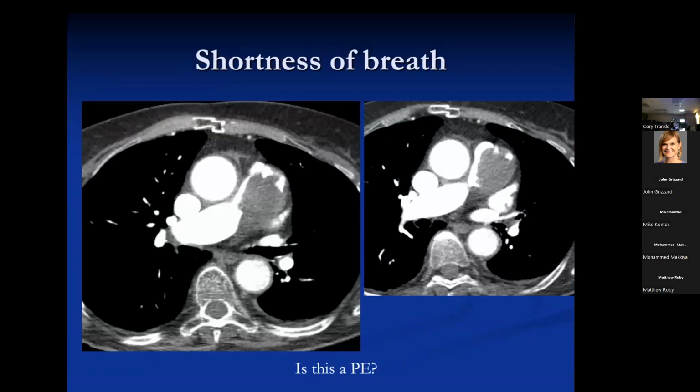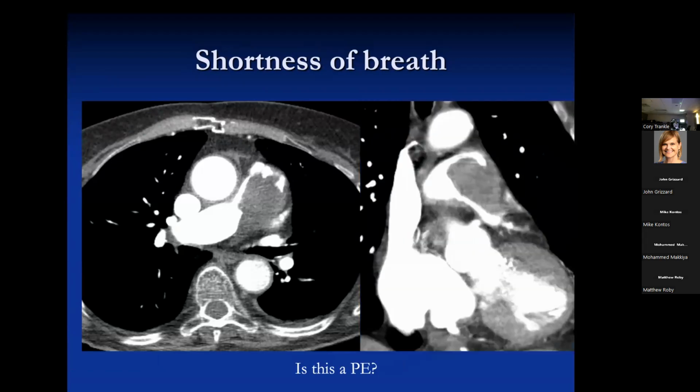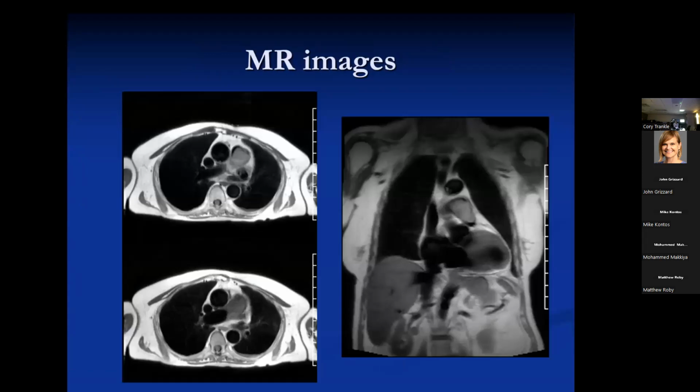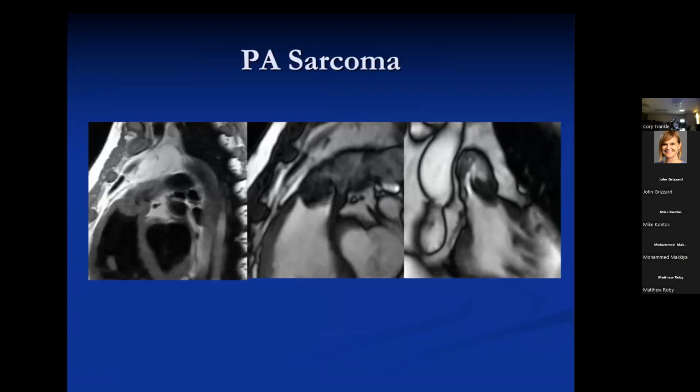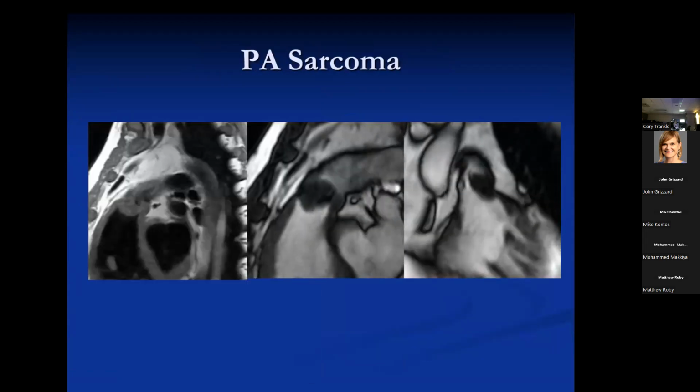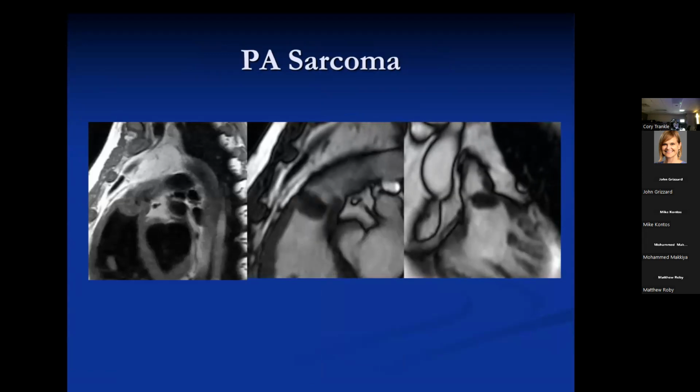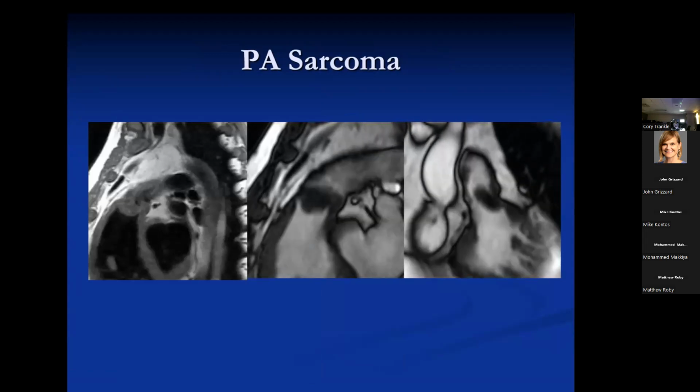Shortness of breath. I just throw this in. This is a little bit different, and I should maybe include this, but anyway, is this a PE? People saw this at first and thought it was a pulmonary embolism, but if you look at it a little harder, it looks like maybe the wall's involved. Here's an MR of this, and you see this filling defect in the main PA. And here it is. Here's another case of a similar lesion, PA sarcoma that I got from Duke.